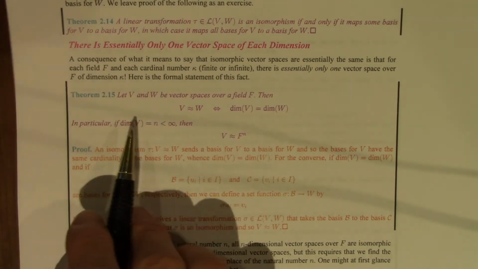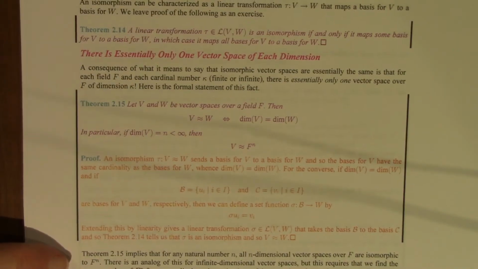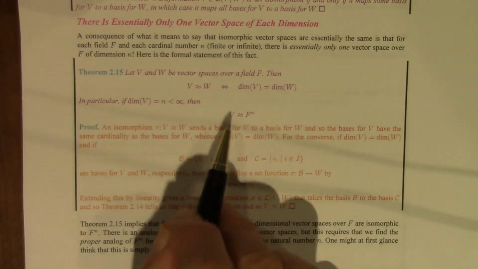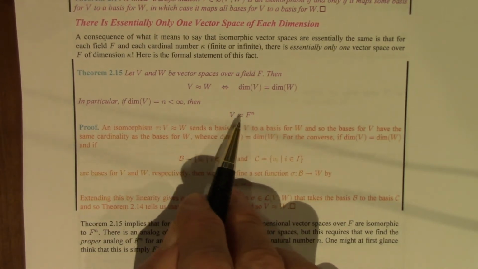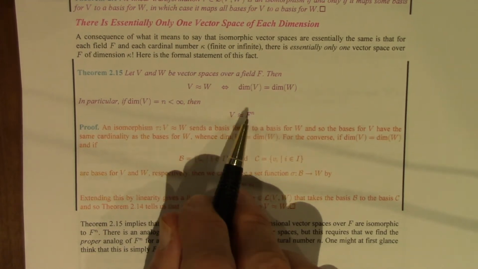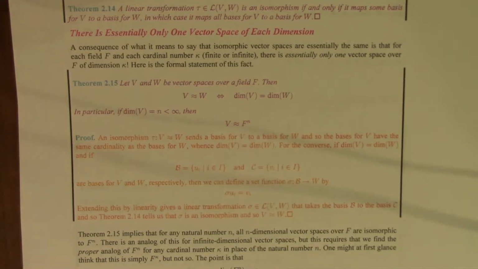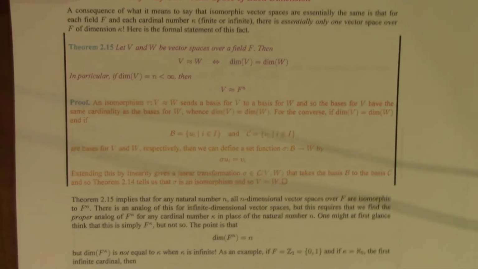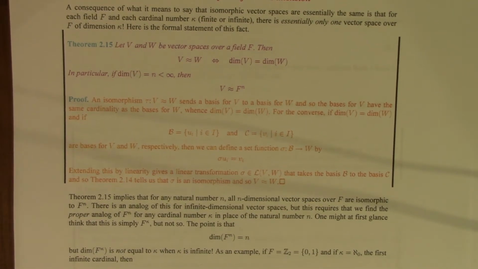So in particular, if the dimension of V is equal to n, and that's a finite cardinal, so a natural number, then V is isomorphic to F^n. So up to isomorphism, the unique vector space of dimension n is just F^n. Or put even more loosely, all n-dimensional vector spaces over F are essentially just F^n, ordered n-tuples.